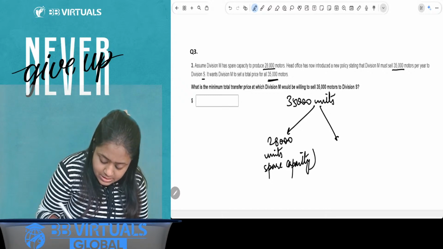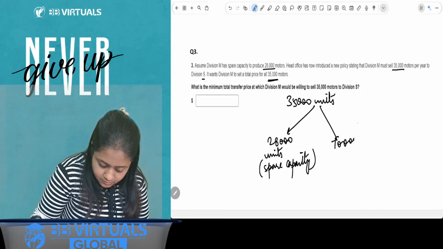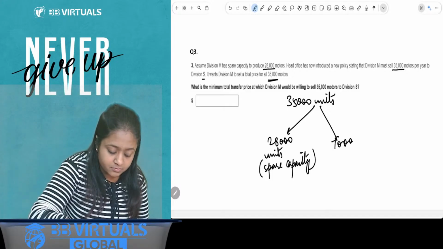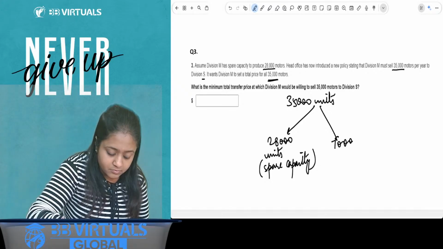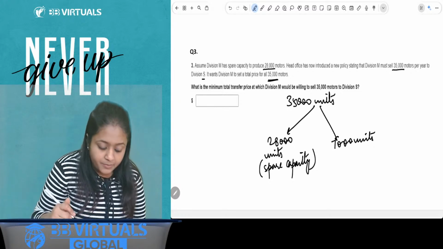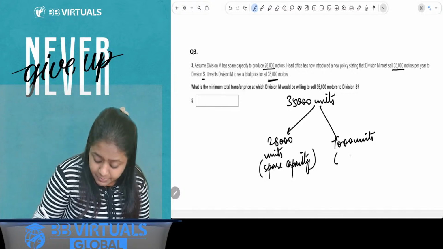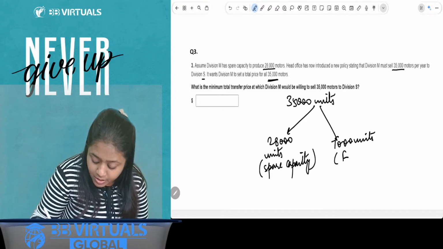I'm explaining this, how I would be solving it. The remaining are 7,000 units. Okay, 7,000 units. Now here, for these 7,000 units, we know that they are already selling to the external customer. So it is already at full capacity.